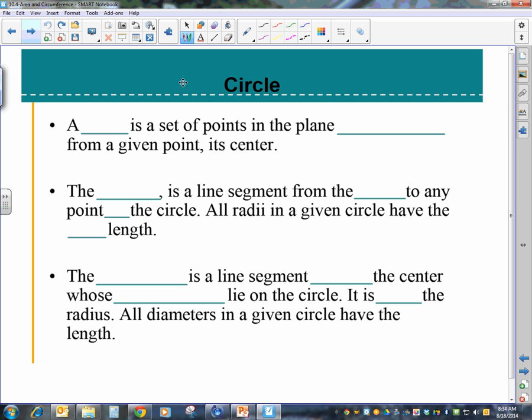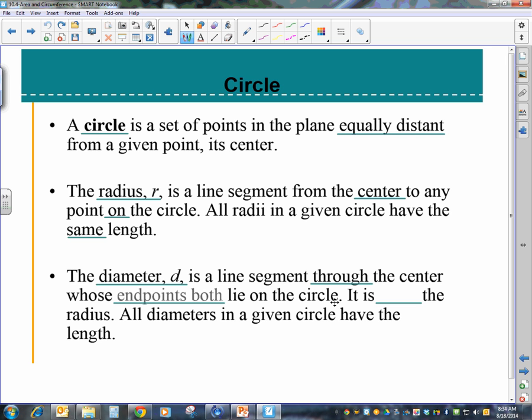Okay? To refresh your memory on circles, a circle is a set of points in a plane equidistant from a given point called the center. Okay? The radius r is a line segment from the center to any point on the circle, and all radii in a given circle have the same length. The diameter d is a line segment through the center whose endpoints both lie on the circle. It is twice the radius, and all diameters in a circle have the same length.